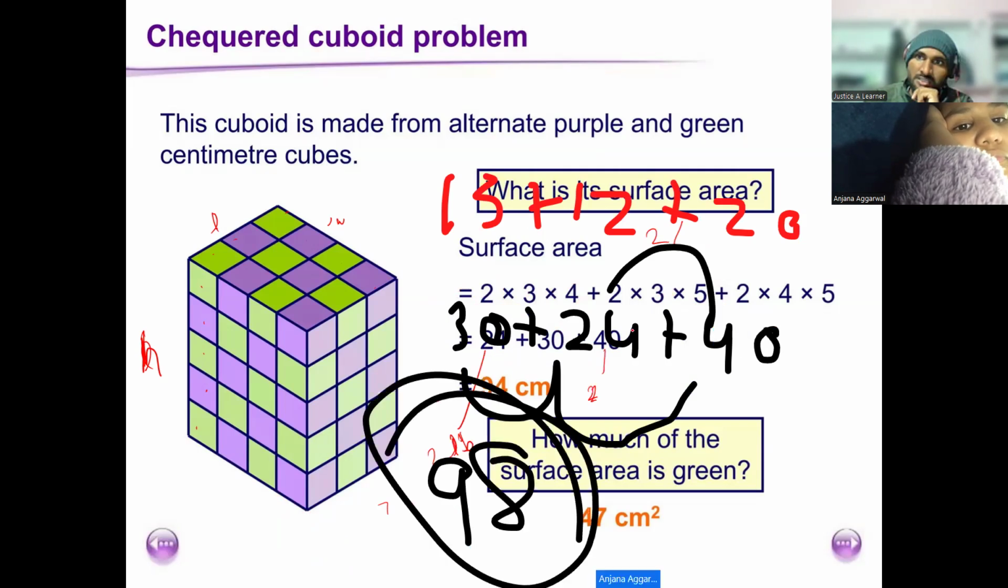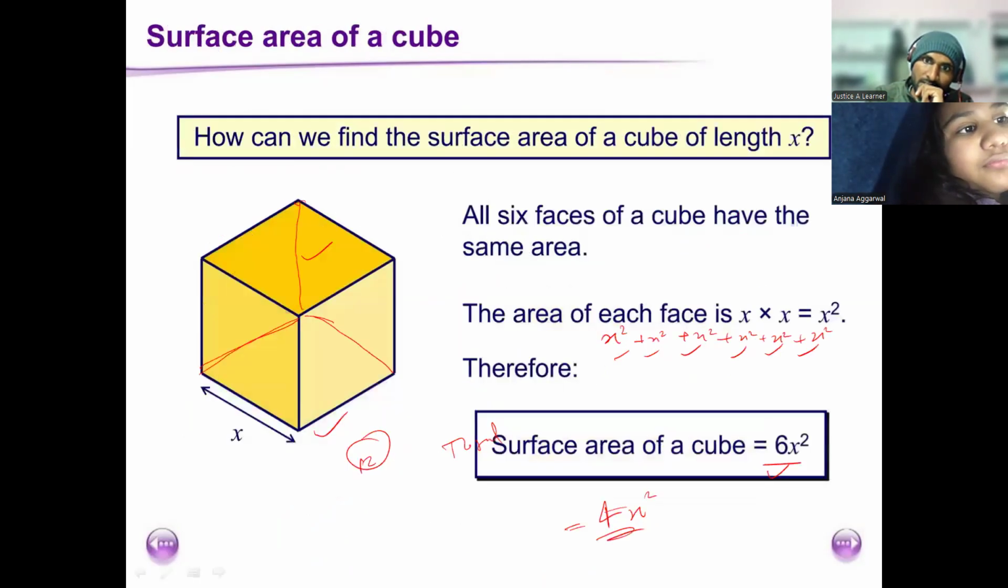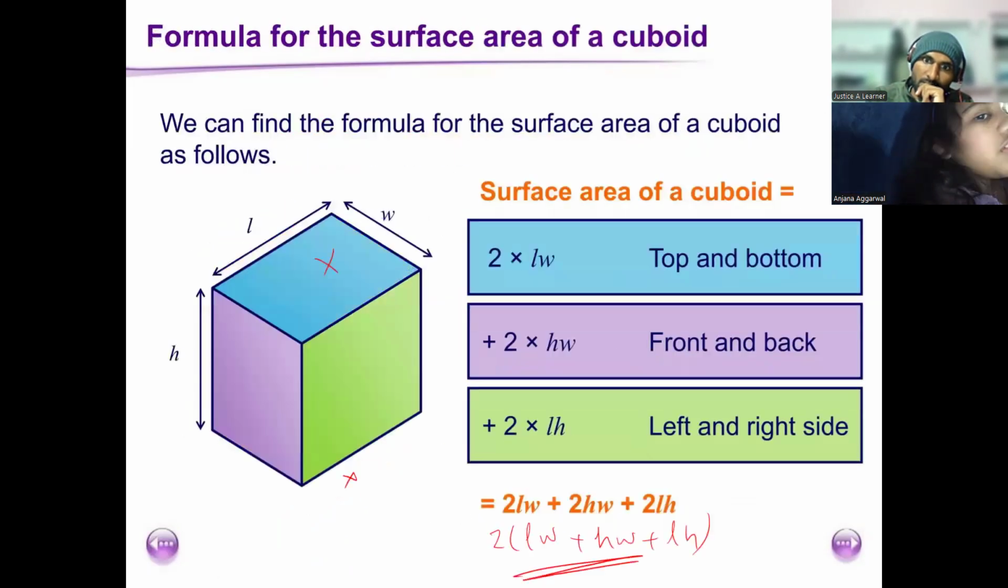So what is the formula? It is 2LW plus 2HW plus 2LH. Didn't you follow the same formula here, right? Yeah, I did, yeah.